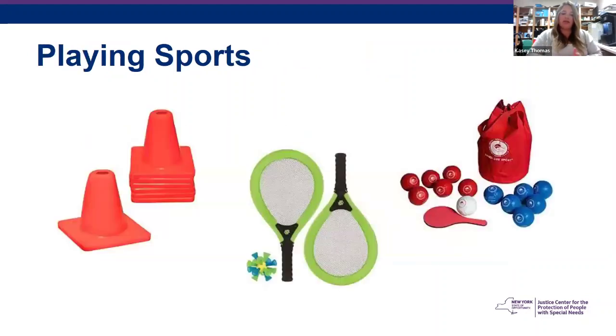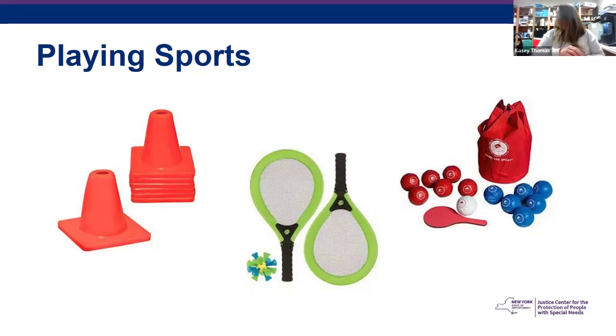Next, we have playing sports. So here you'll see the cones, you'll see the tennis rackets. They're lighter weight, so that way they're easier for others to hold, as well as a built-up handle. And then you'll have the bocce ball set. The bocce ball set is more so weighted than your typical bocce ball set.